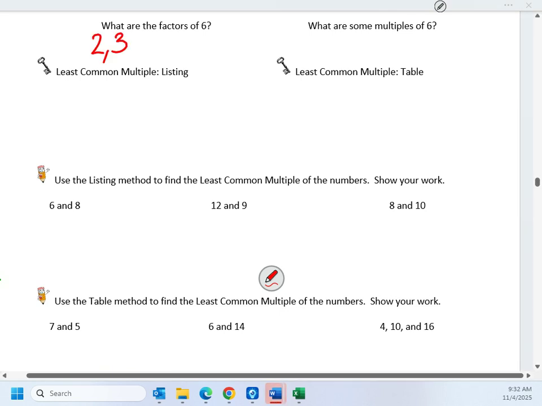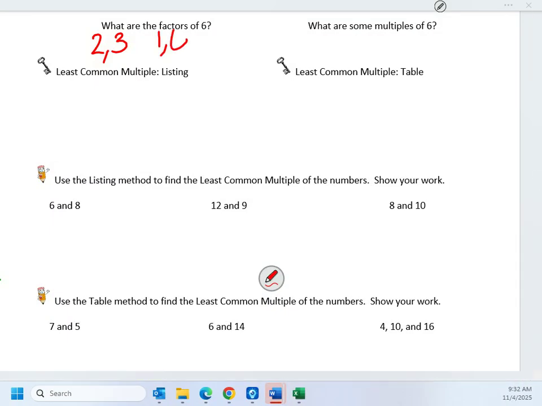3 and 2. What's another set of factors? Michael? 1 times 6. 1, 2, 3, 6. Those are all factors of 6. What are some multiples of 6? Rhoda. 42. So 42 is a multiple of 6.